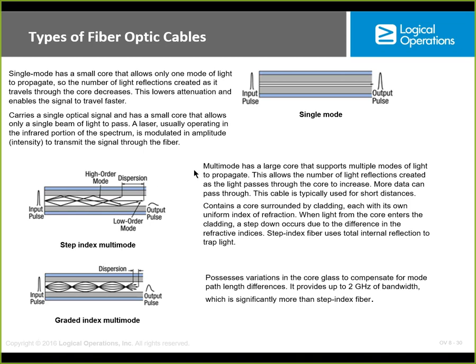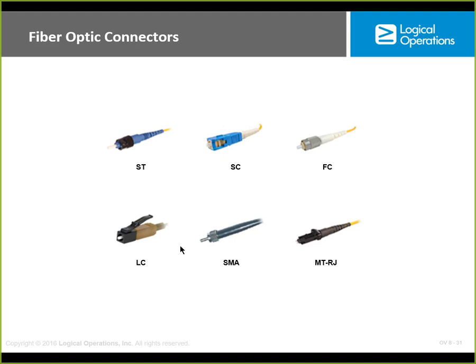Multi-mode is a larger core, supports multiple modes of light to propagate, and allows the number of light reflections created as it passes through the core to increase. More data can pass through, and it's typically used for shorter distances. More data, more signals, more different signal types. The single mode, think single frequency, single signal goes on it. Multi-mode, we can have multiple signals on it, multiple light colors on it.